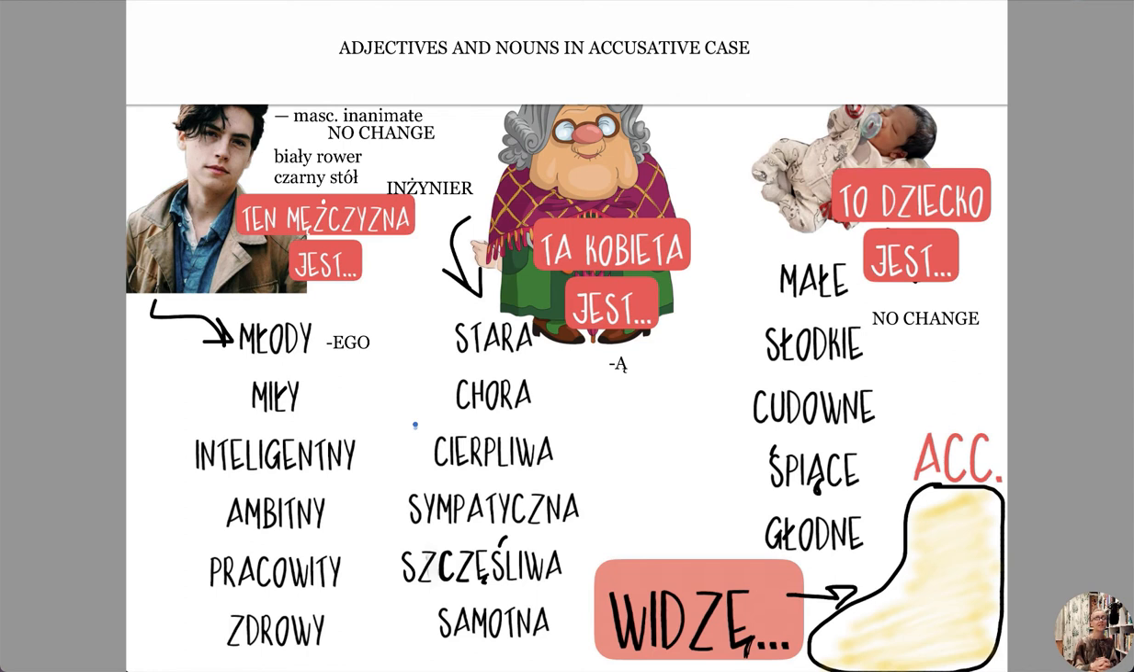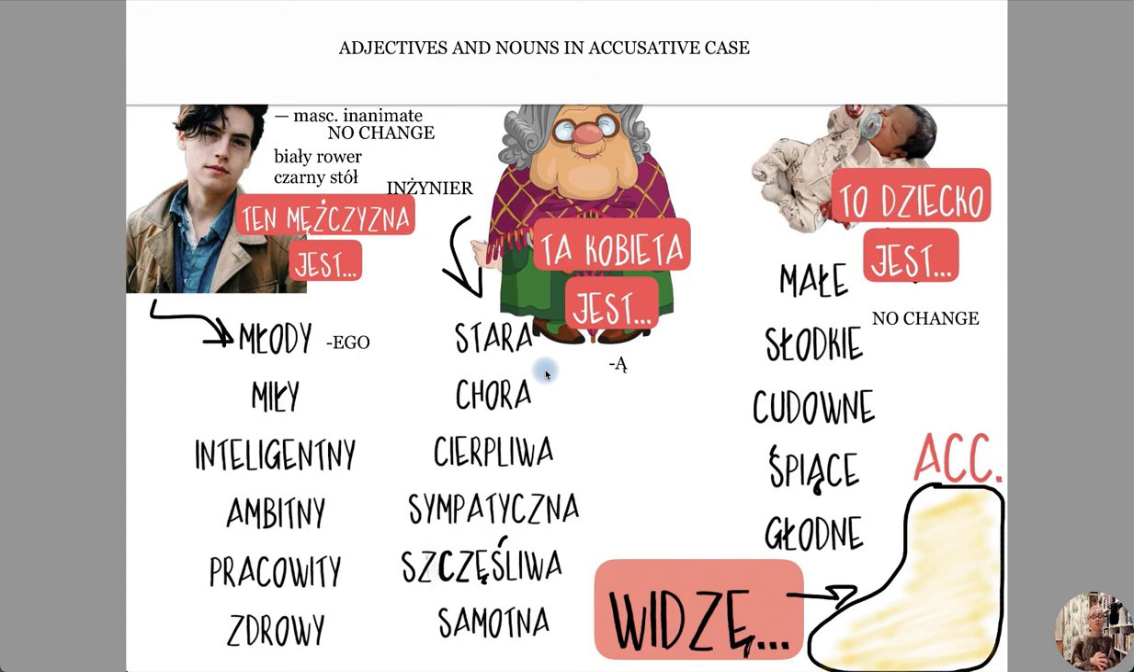This is another lesson on adjectives and nouns, but this time we are focusing on the accusative case in Polish. So we've got the same poster. You can see that these are exactly the same adjectives that we were analyzing last Friday. But this time we will see how they change, what kind of forms they have when it comes to the accusative case.